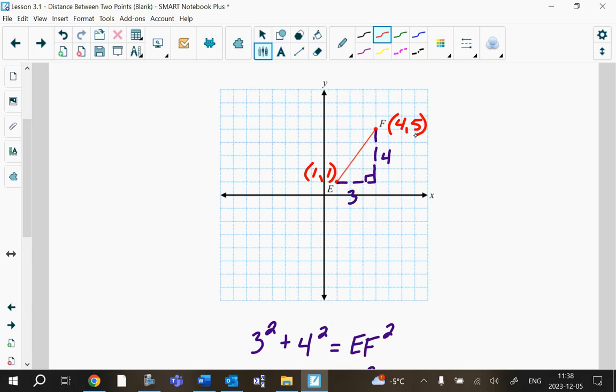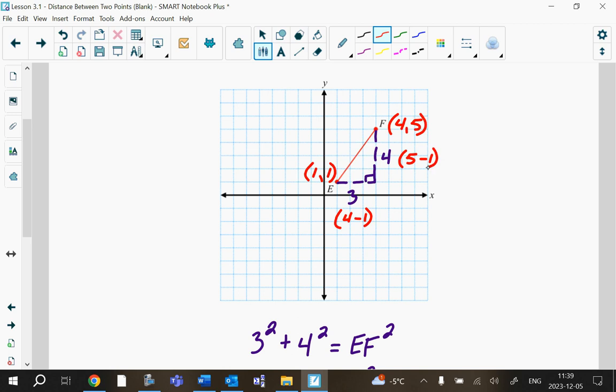So, if you think about it, the legs of the triangle actually are the differences between the x and y's. So how did I get 3? Well, the difference between 1 and 4 is 3. So if I did this minus this, I get this leg, the horizontal one, if I subtracted the horizontal coordinates. Same thing with the vertical. So this is the same as 4 minus 1. This is the same as 5 minus 1.